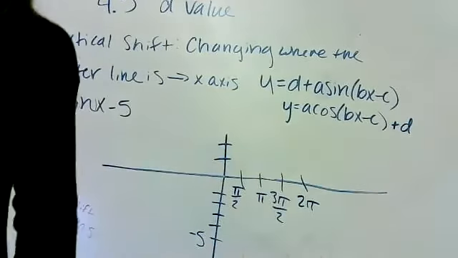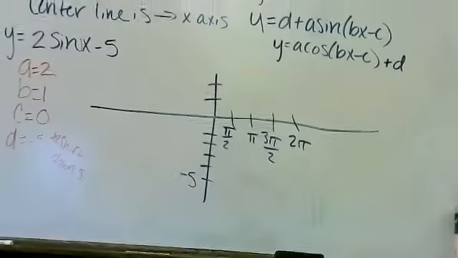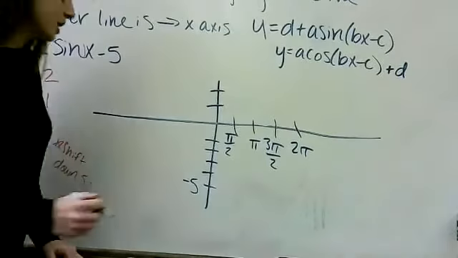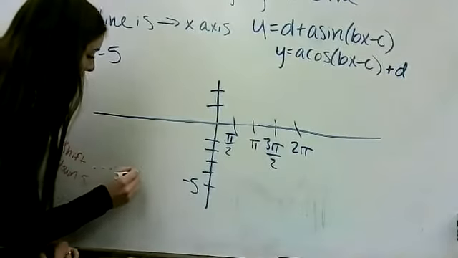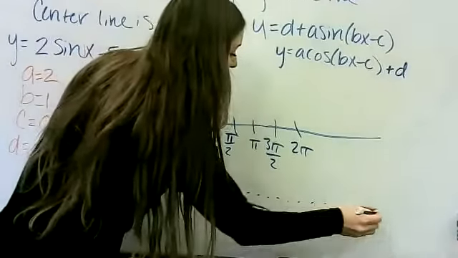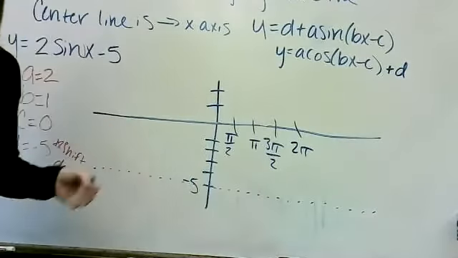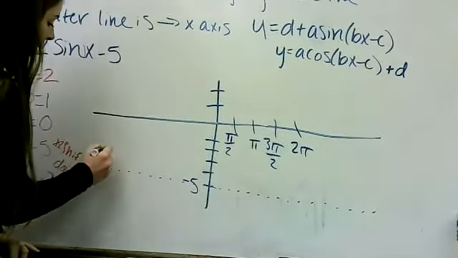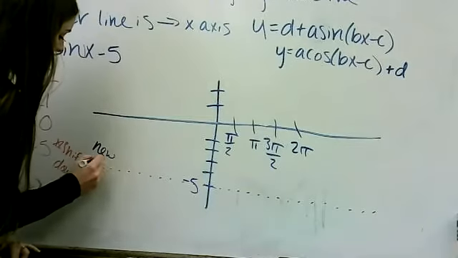What I like to do, and this is not to confuse you, is put a dashed line here. You don't have to. I don't want you to get confused with the fact that this is an asymptote, because it's absolutely not an asymptote. This is now my new x-axis.